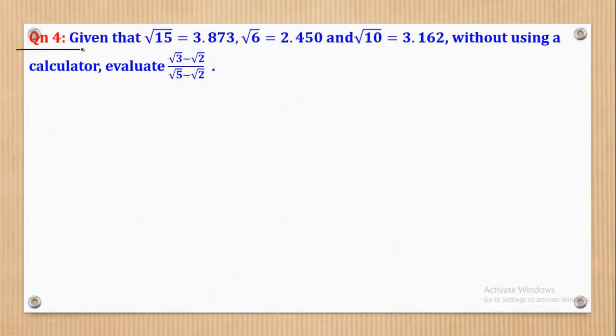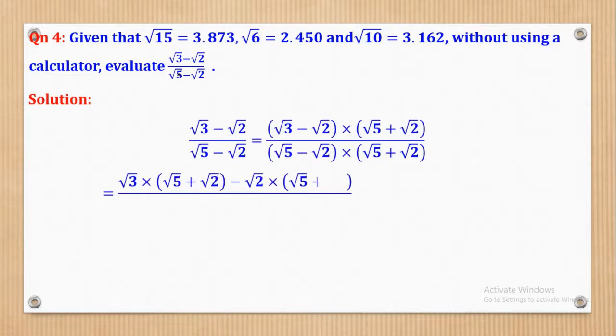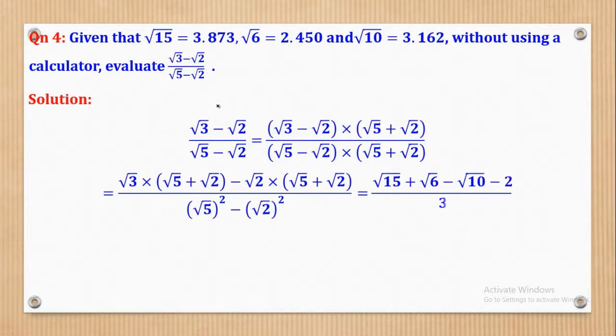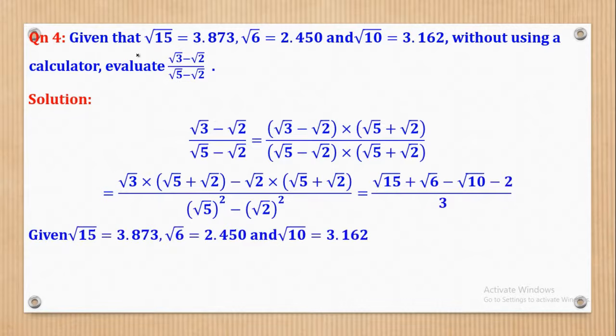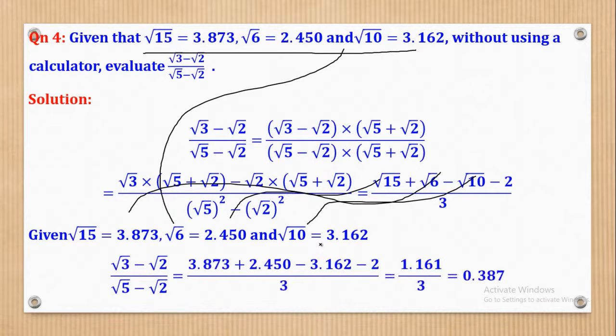Now we shall go to question 4, which is that given that root 15 is that, root 6 is that, and root 10 is that, without using calculator, evaluate this. So first is to rationalize and then expand both the numerator and also the denominator, then simplify to come up with that. Then from there, remember this initial value is given, so I'll substitute for root 15, root 6, and root 10 to come up with what is required, and that will be 0.387.